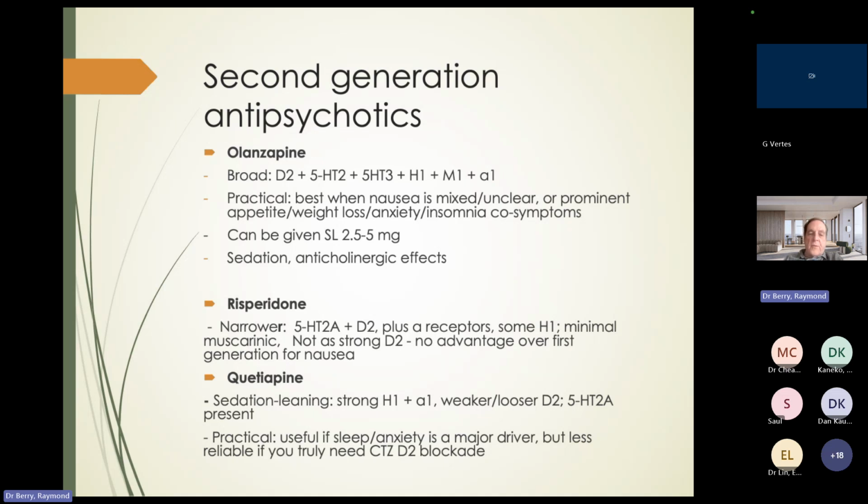I'll mention briefly the other ones, in case you wonder where the other antipsychotics fit in. Risperidone's a good dopamine blocker, but really has no advantages over things like Haldol, so it's virtually never used for nausea. Quetiapine is sometimes used for nausea. It's more sedating, if that's a factor you want to bring in, and it seems to help a lot with anxiety. So if anxiety and nausea are together, it can be used, but typically in this class, if you needed to go to this, you'd go with olanzapine.